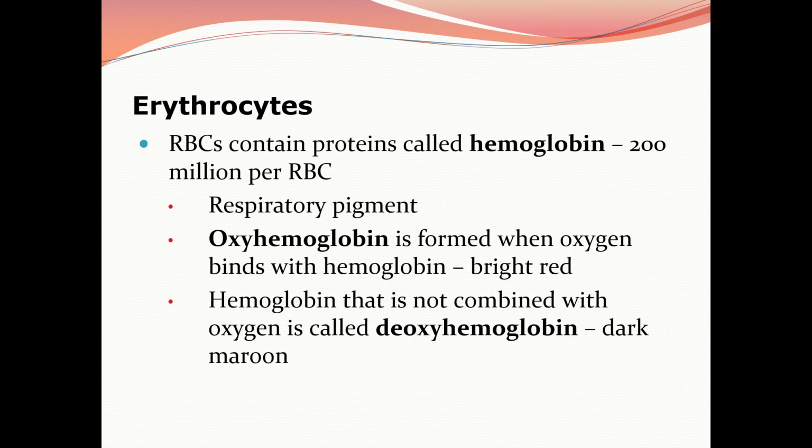Erythrocytes contain proteins called hemoglobin. There's about 200 million hemoglobin proteins per erythrocyte. They are the respiratory pigments. Oxyhemoglobin is formed when oxygen binds with hemoglobin. That's what gives you the bright scarlet red. Hemoglobin that is not combined with oxygen is called deoxyhemoglobin, which is dark maroon in color. Anytime you see DE in front of a prefix, that means without it.